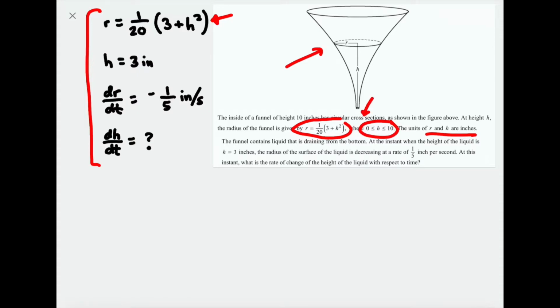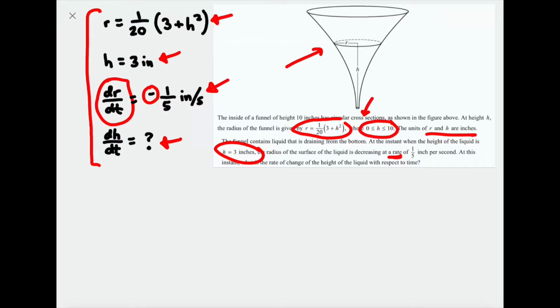At the instant when the height of the liquid is 3 inches, I wrote that right here. The radius of the surface of the liquid is decreasing at a rate of 1/5 inches per second, so I wrote that right here, this dr over dt. It is important to note that it says the radius is decreasing at a rate. So when it's a rate, you have to make sure you write dr over dt like I did right there. Also, it says it's decreasing, so I had that little negative right here as well, so it's negative 1/5 inches per second. At this instant, what is the rate of change of the height of the liquid with respect to time? So I wrote that right here, what we're looking for, and I used a little question mark.